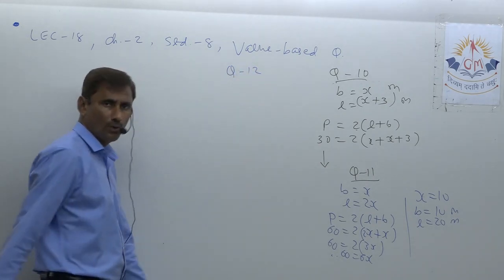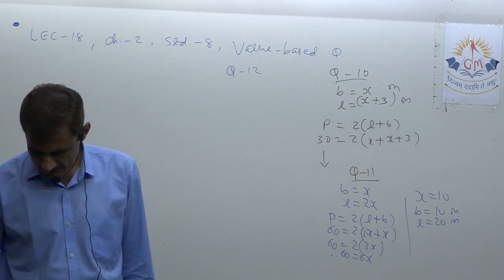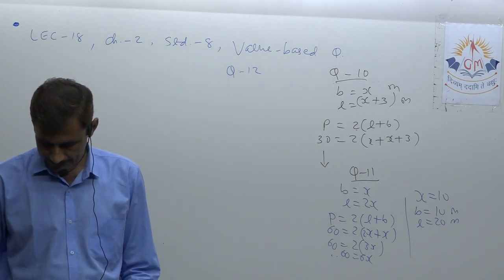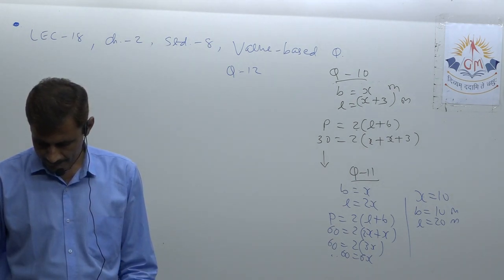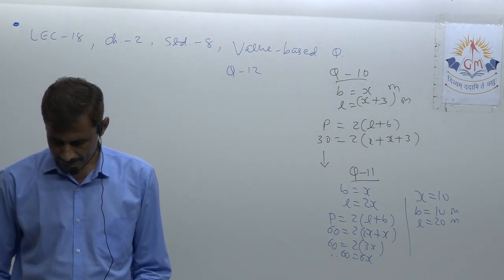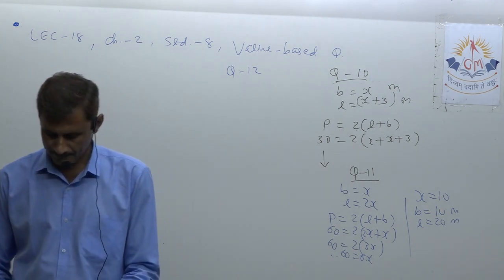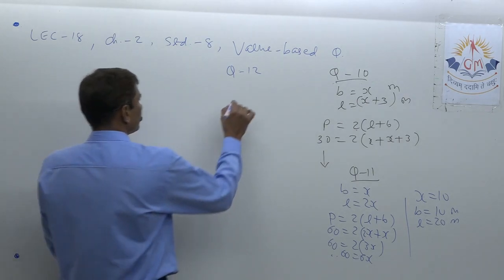Sum of all whatever is given is equal to 30.